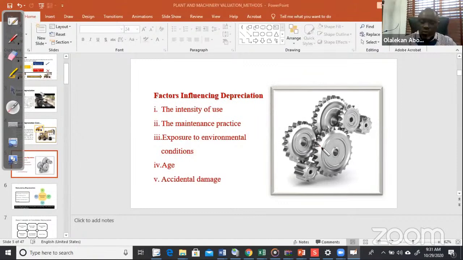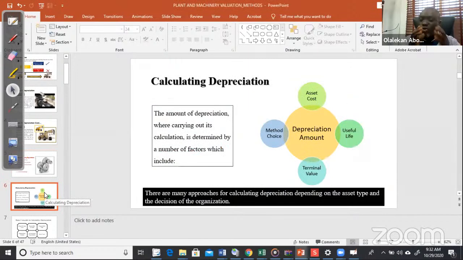All these are factors that influence depreciation, like the gears that propel depreciation to emerge. So it then means that we are at a comfort zone now to be able to explain the factors affecting or influencing depreciation. At this point, let's quickly see how to calculate depreciation. In calculating depreciation, irrespective of whatever method you want to use, there are some basic inputs.